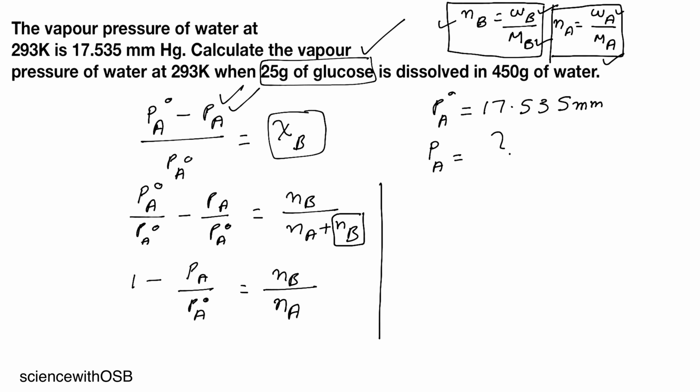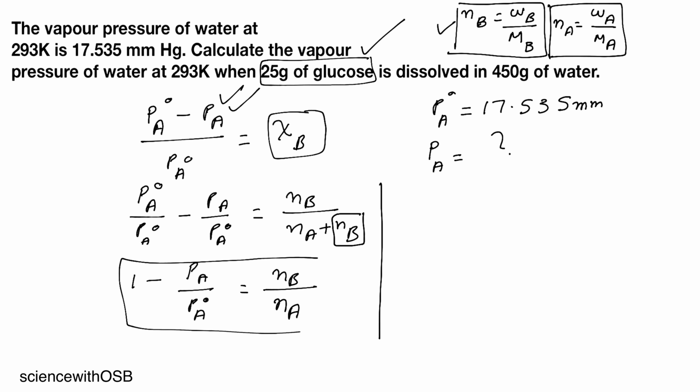Substitute the values. What is NB? NB means number of moles of solute is what? Mass of solute by molar mass of solute, WB by MB. And what is NA? NA means number of moles of solvent, that is equal to mass of solvent by molar mass of solvent. Okay, substitute that in the main equation. This is our main equation, right?